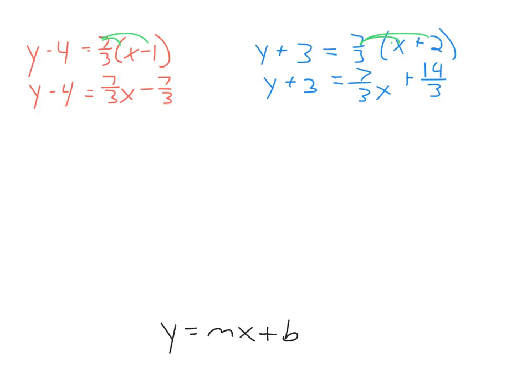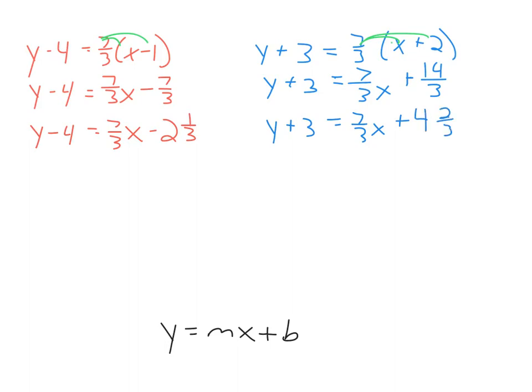Okay? Now, just for the ease of this for me, I'm going to convert these improper fractions here and here into actual mixed numbers. So I say that's the same as y minus 4 equals 7/3 x minus 2 and 1/3. And for this one on the right, we're going to say that's y plus 3 equals 7/3 x plus, 3 goes into 14 4 times, 4 and 2/3.